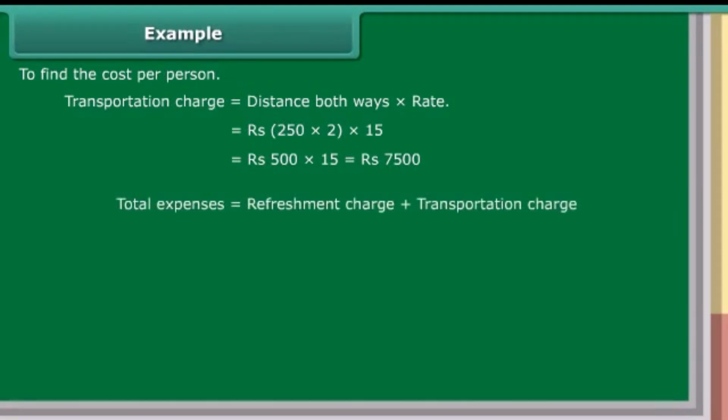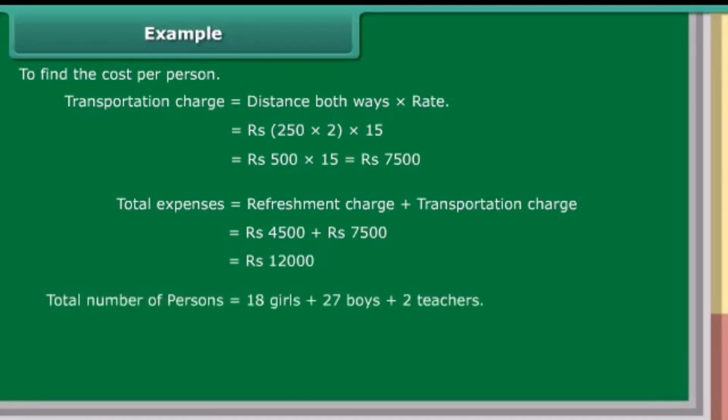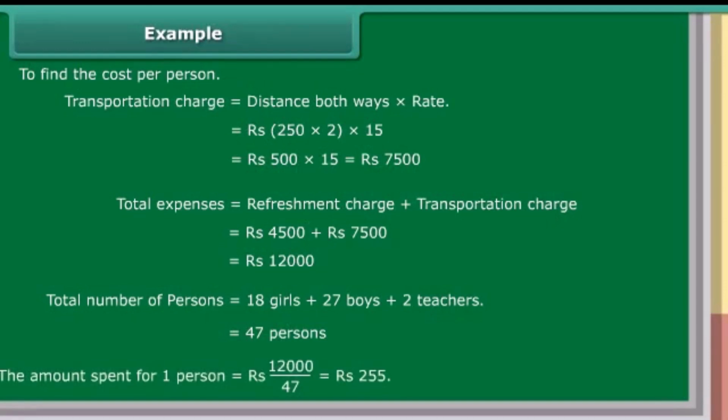Total expenses is equal to refreshment charge plus transportation charge, which is equal to Rs 4,500 plus Rs 7,500, which is equal to Rs 12,000. Total number of persons is equal to 18 girls plus 27 boys plus 2 teachers, which is equal to 47 persons. The amount spent for one person is equal to Rs 12,000 upon 47, which is approximately Rs 255.